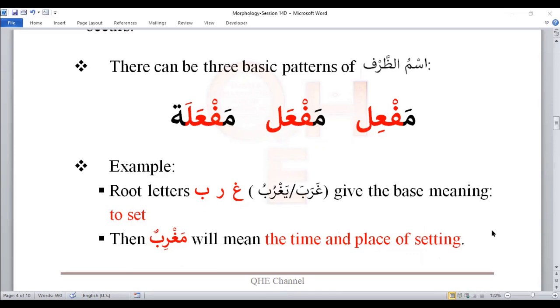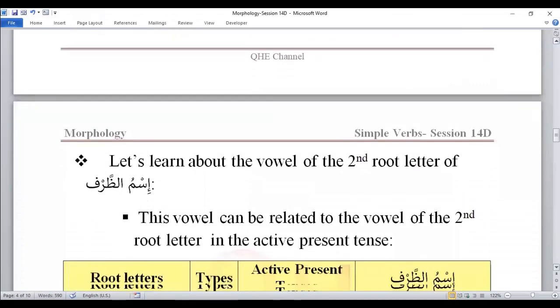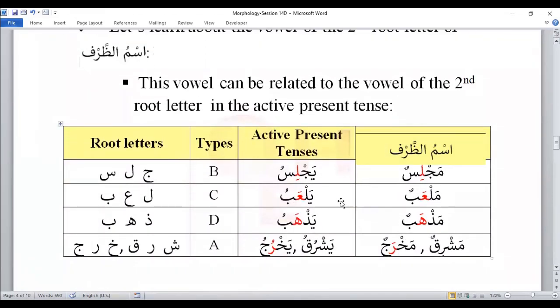Okay, now let's look into some more information about the different vowels for the second root letter. The vowel of the second root letter for ismul zarf can be related to the vowel of the second root letter in the active present tense.